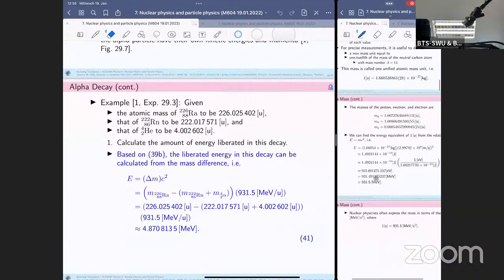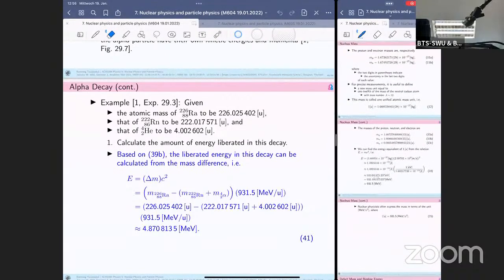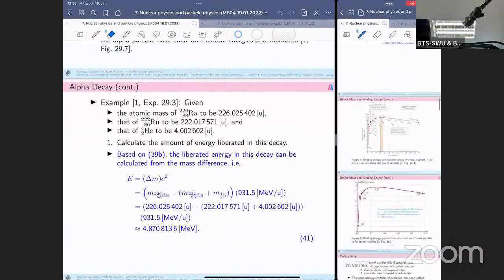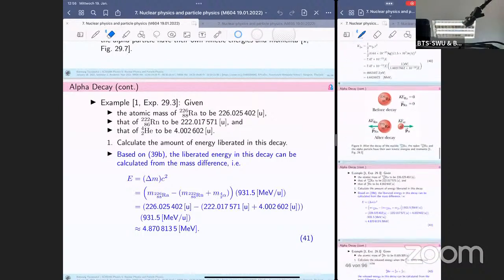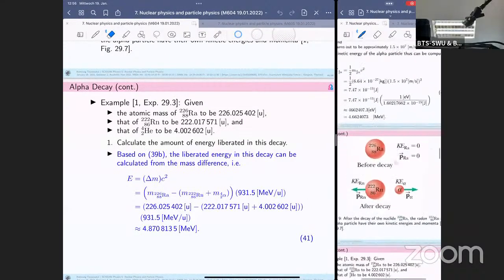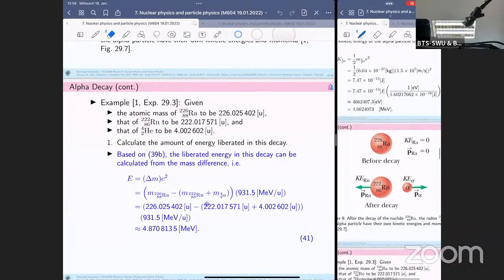This is appropriate only for nuclear physics. It's not appropriate for electron transitions, like in the Bohr atom in the previous chapter. Yeah, we start from this process.